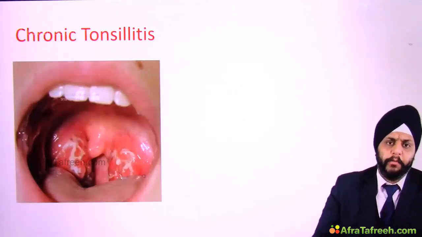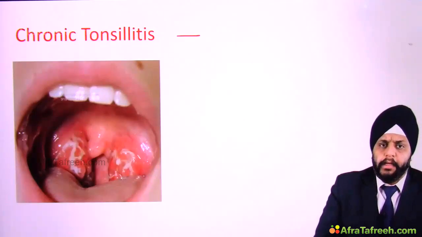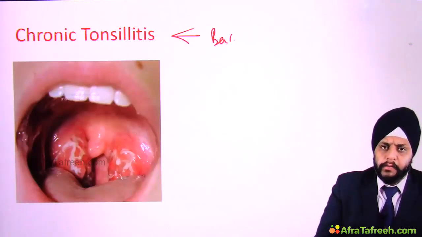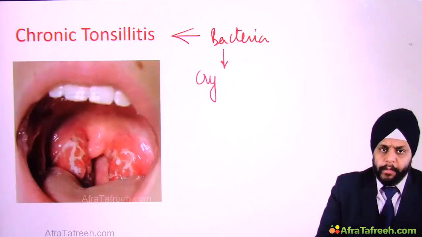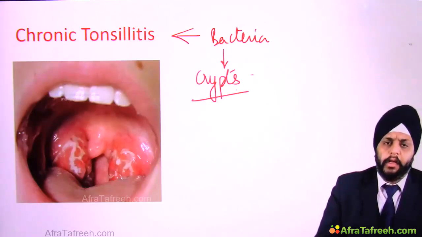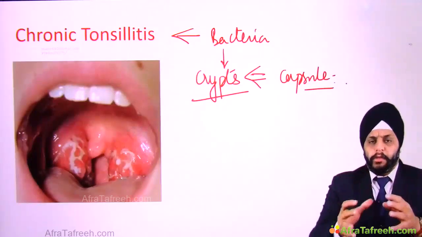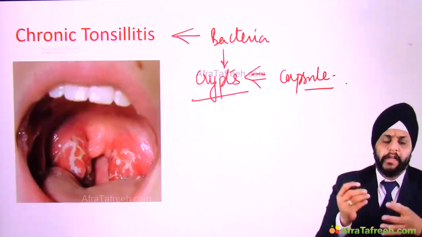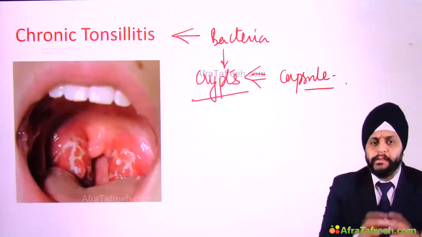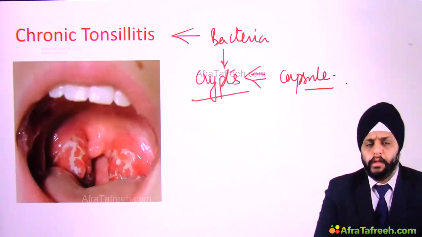Now sometimes what happens, the bacteria starts living in the crypts. So remember, we saw the crypts, they were formed by the capsule. And these crypts, they are blind spaces. So the bacteria starts living in the crypt. It colonizes the crypts. So what happens now?